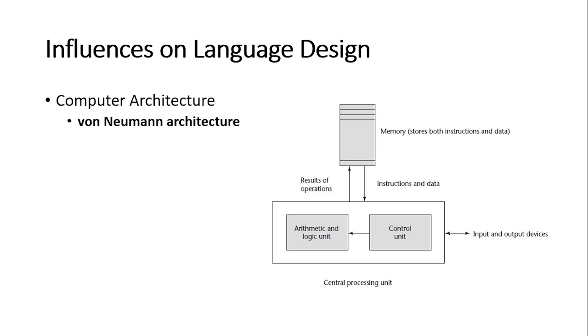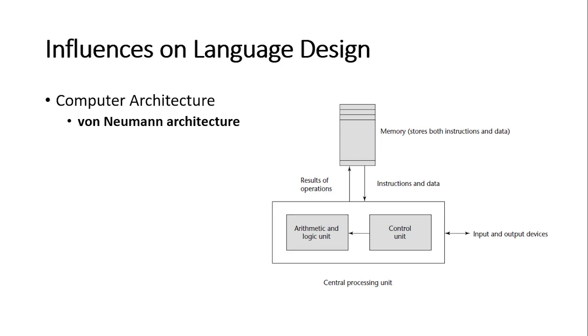The basic architecture of computers had a profound effect on language design. Most of the popular languages of the past 50 years have been designed around the prevalent computer architecture, and that is known as von Neumann architecture, after one of its originators, John von Neumann. These languages are called imperative languages.